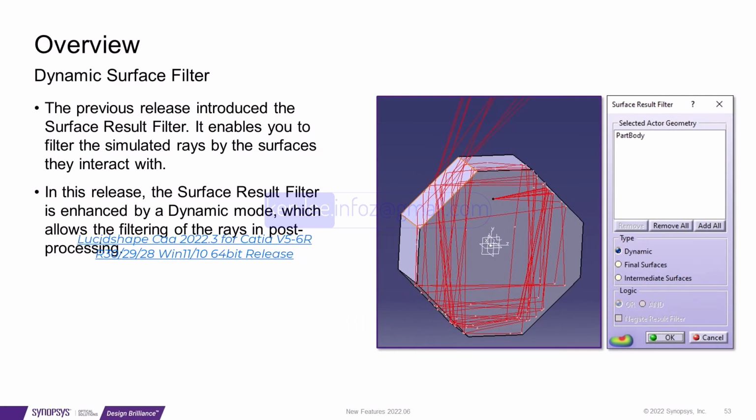The previous release introduced the surface result filter. It enables you to filter the simulated rays by the surfaces they interact with. In this release, the surface result filter is enhanced by a dynamic mode, which allows the filtering of the rays in post-processing.